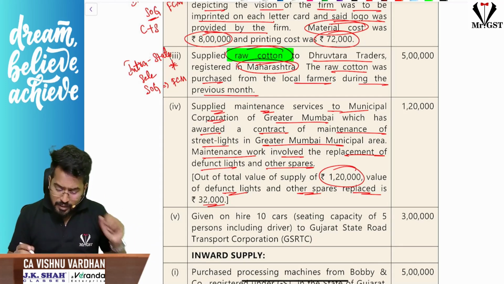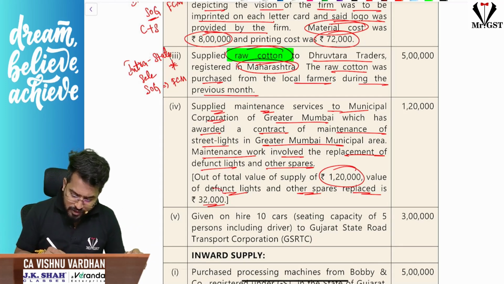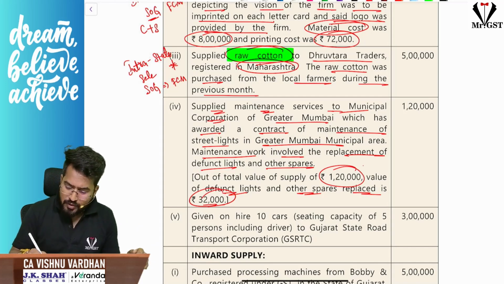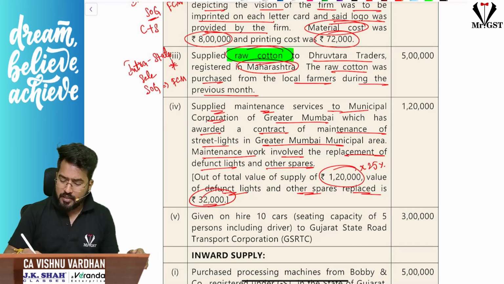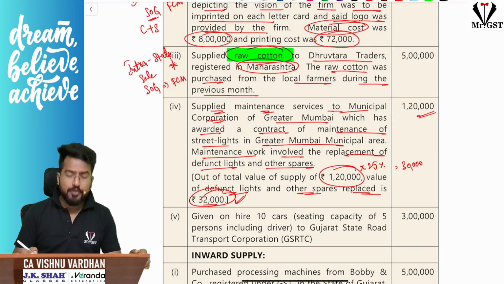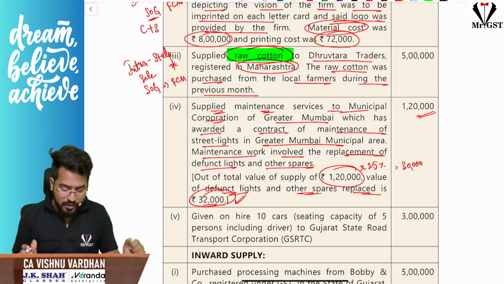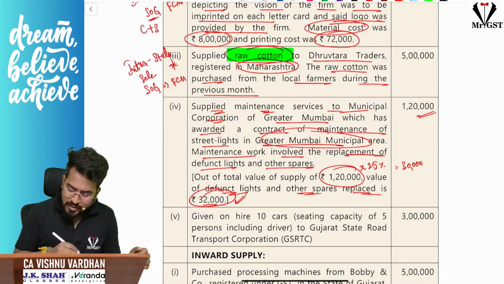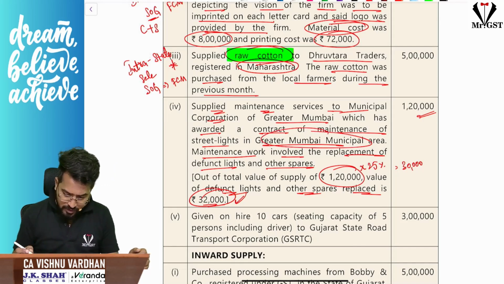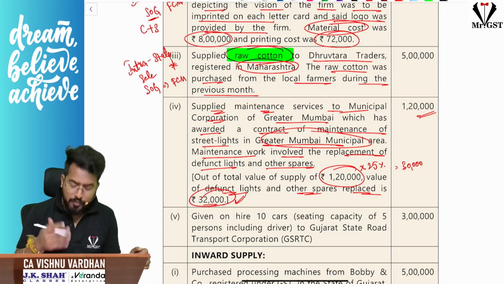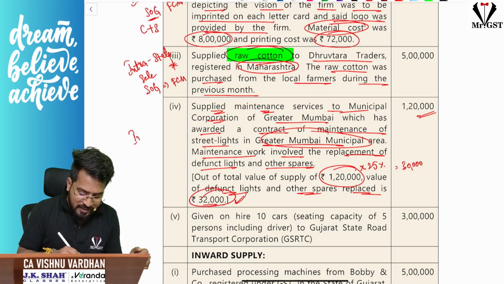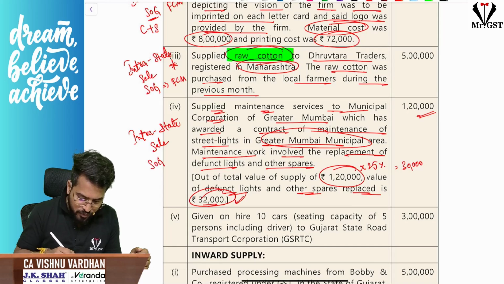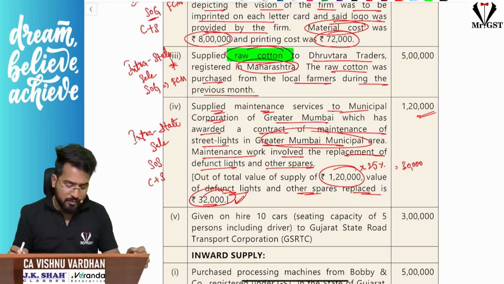So here, in 1,20,000, they are supplying 32,000 worth of goods, which is more than 25%. 25% is nothing but 30,000. So here, goods worth 32,000 have been used, so it is taxable. You cannot enjoy the exemption. This is also regarding the Greater Mumbai municipal area, so Maharashtra only. Even if it is not given, Mumbai is in Maharashtra, you should understand. So this is again an intrastate sale, supply of services, and CGST plus SGST will come into the picture. Okay.